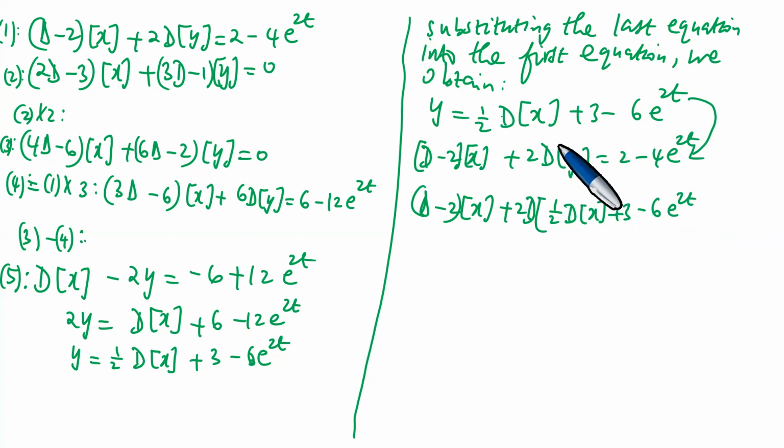So we're substituting the whole y expression into this slot. We close like this, and after having closed, it therefore equals 2 minus 4e to the twice t. Okay, we're good, and we get this equation. You can call it equation 6, it doesn't quite matter. So we call this equation 6.